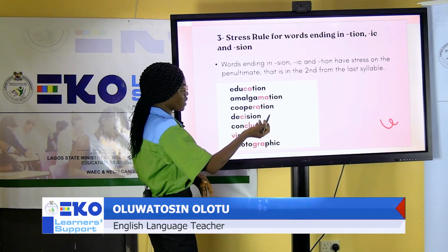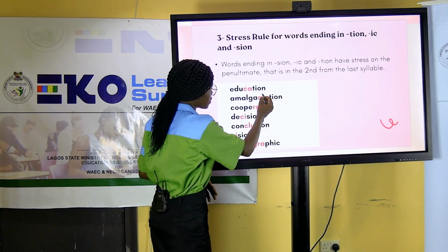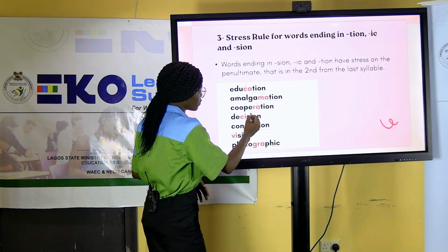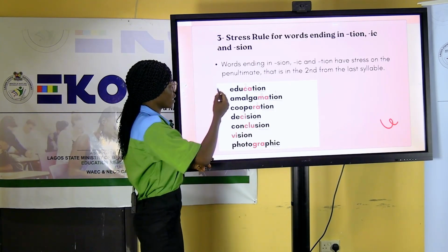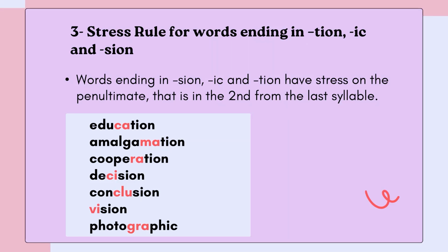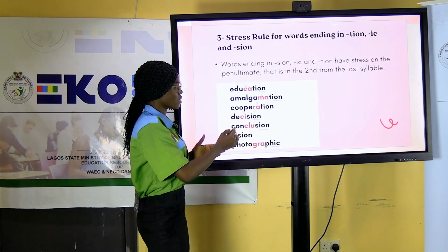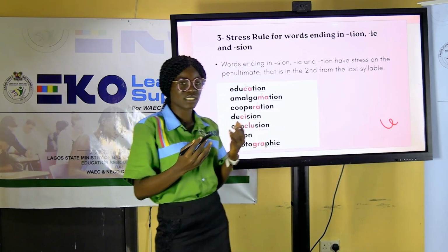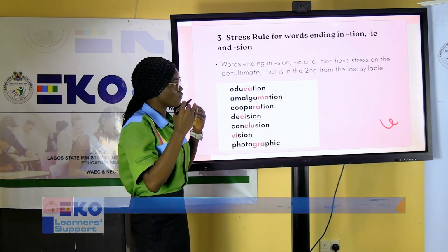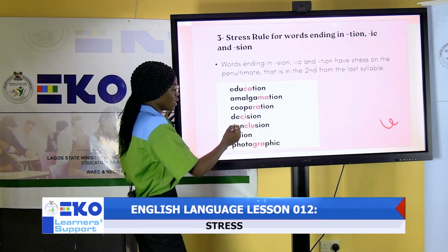So where is the second syllable from the end? First, second. From the end. Remember I said from the end, right? So how do you pronounce the word? Education, amalgamation, corporation, ration. When you get to this part, that is the place, the penultimate syllable, you have to increase your volume, your pitch. And that is what is called stress.